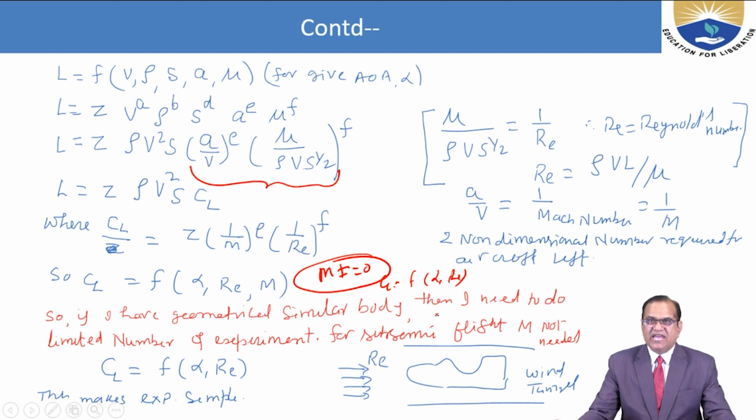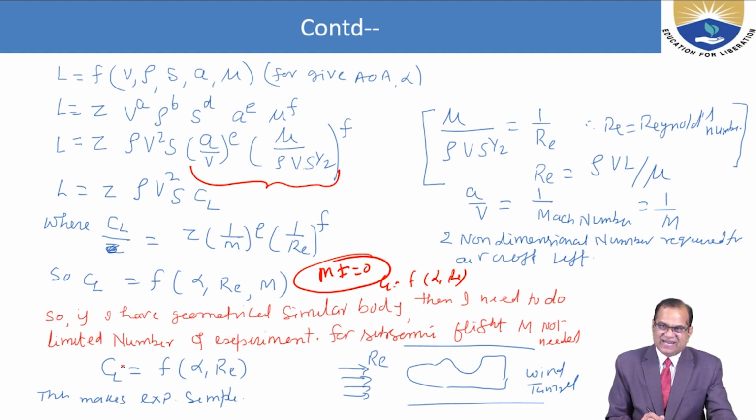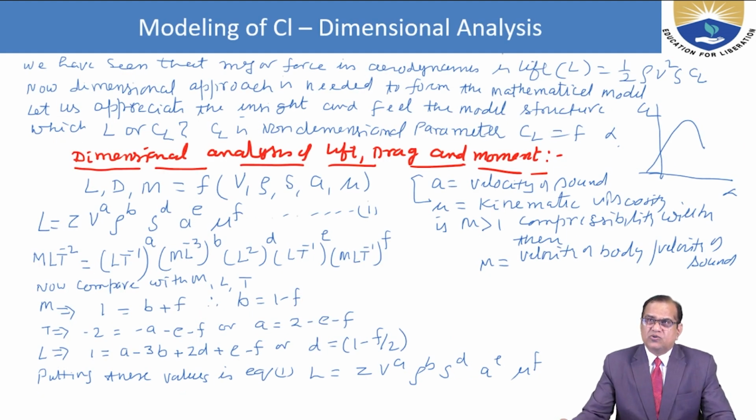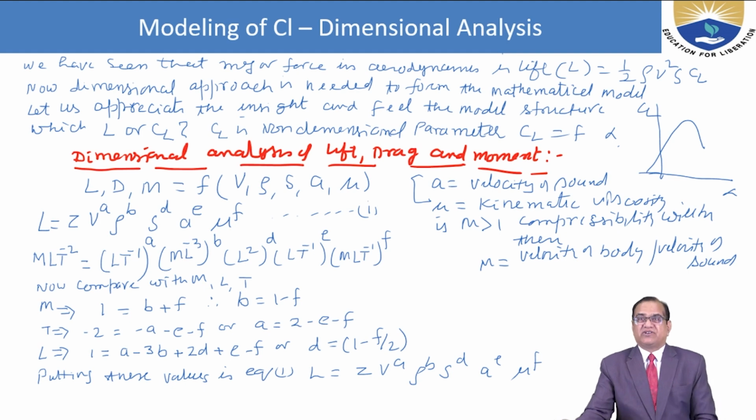So if I have geometrically similar bodies, then I need to do a limited number of experiments. For subsonic flight, M is not needed. So here we can write that CL is a function of alpha and Re. So only these two parameters you can vary and you can get all the results. So that is the importance of the non-dimensionalization of the systems. So modeling of coefficient of lift, that is the dimensional analysis.